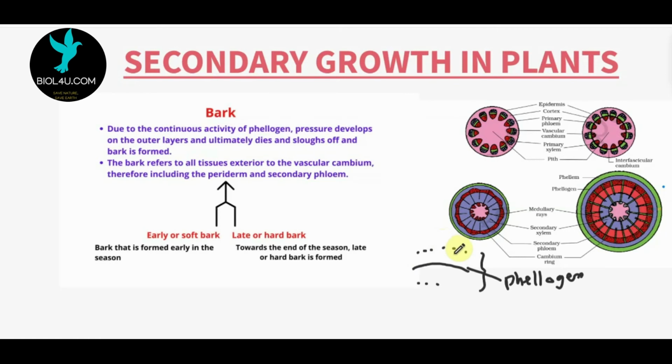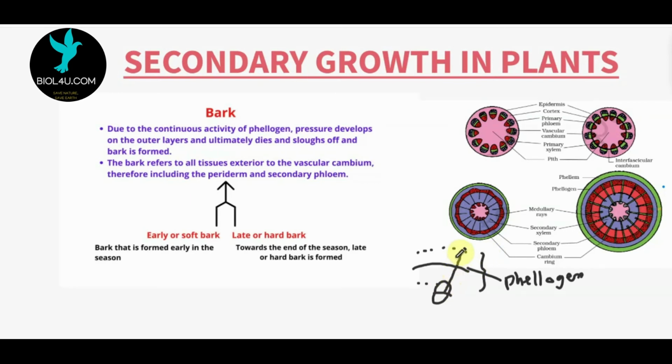Okay, the bark refers to all tissues exterior to the vascular cambium. So suppose here is the vascular cambium. So this is the vascular bundle, this is the vascular cambium. So all tissue present outside this vascular cambium, from the epidermis up to this point. So that includes secondary phloem, primary phloem, because all the tissue is present above the vascular cambium. So that includes the periderm. Periderm is phellogen, phelloderm and phellem, and also that includes secondary phloem.